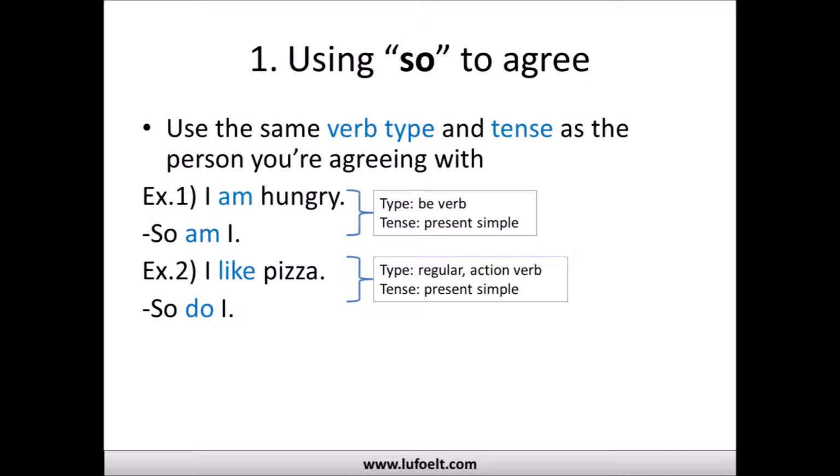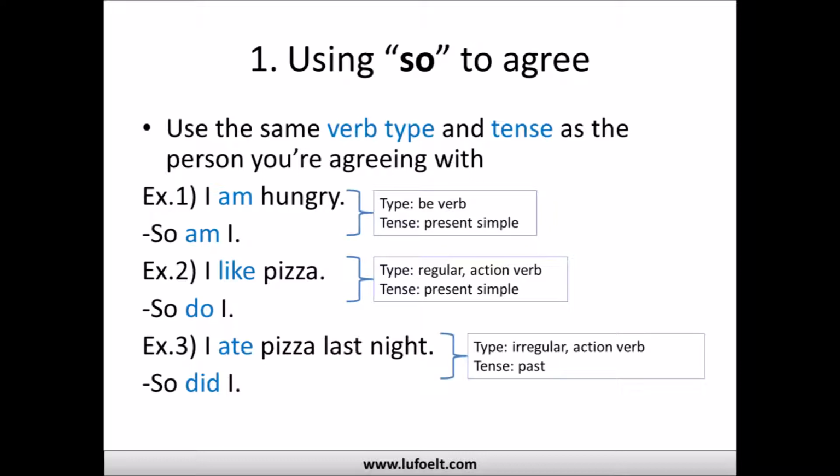Okay, and the third example, I ate pizza last night. All right, so here what we see is the be verb, or excuse me, action verb, and it's in past tense. All right, irregular action verb in past tense. All right, so when we agree with this, we also need to use the same verb type and tense.